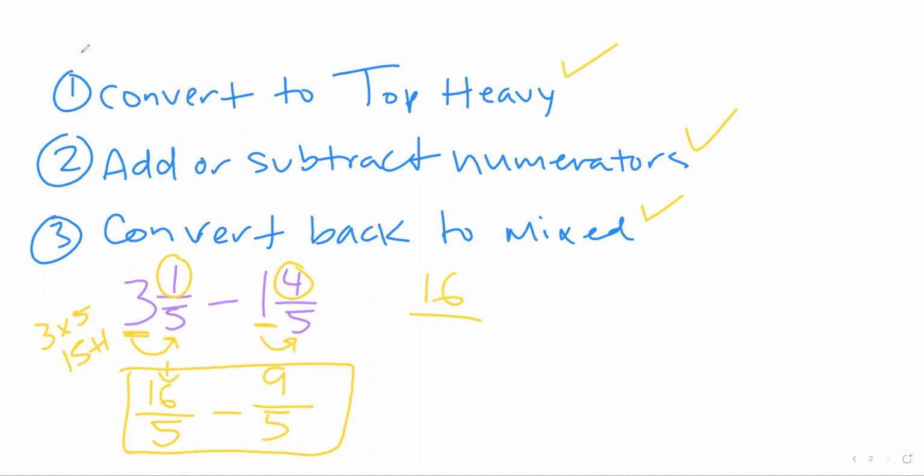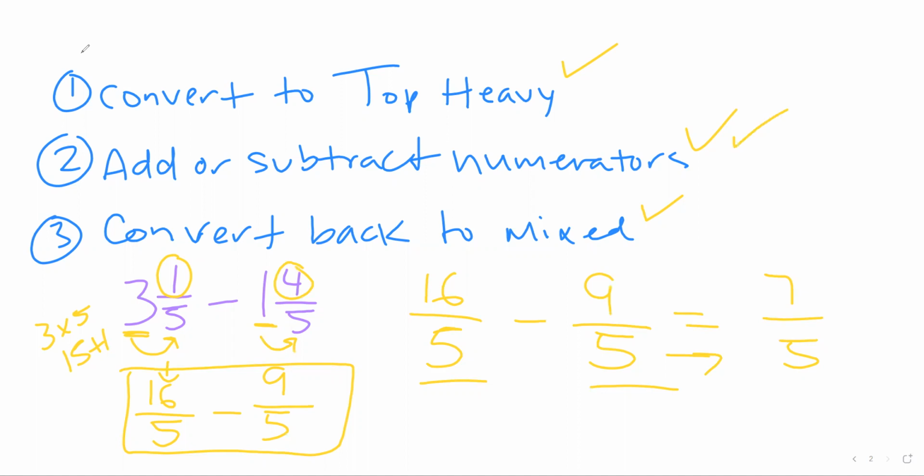Now, if you look at this, I can just follow the rules of subtraction of fractions because I have 16/5, although they're top heavy, and 9/5. The denominators are the same, so I can just slide that over and do my math. 16 minus 9 is 7. And now this is the part where we say, okay, that was step 2. I just did step 2.